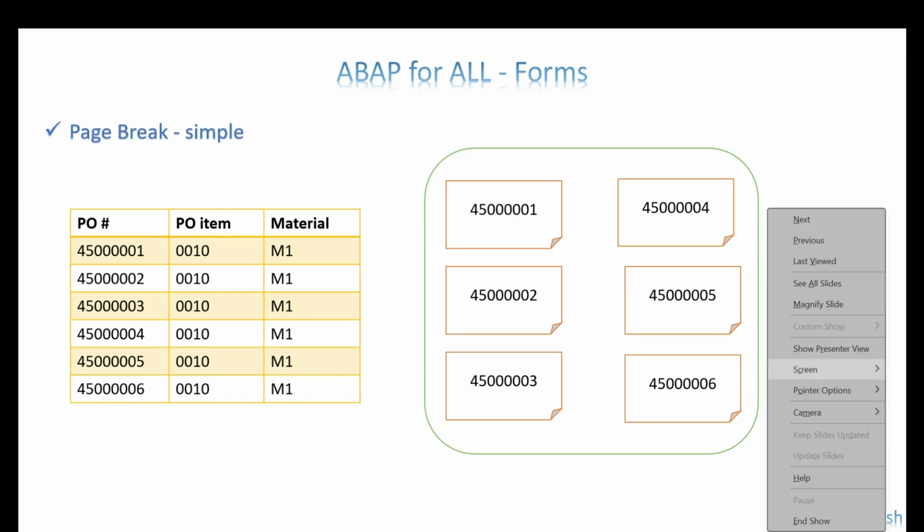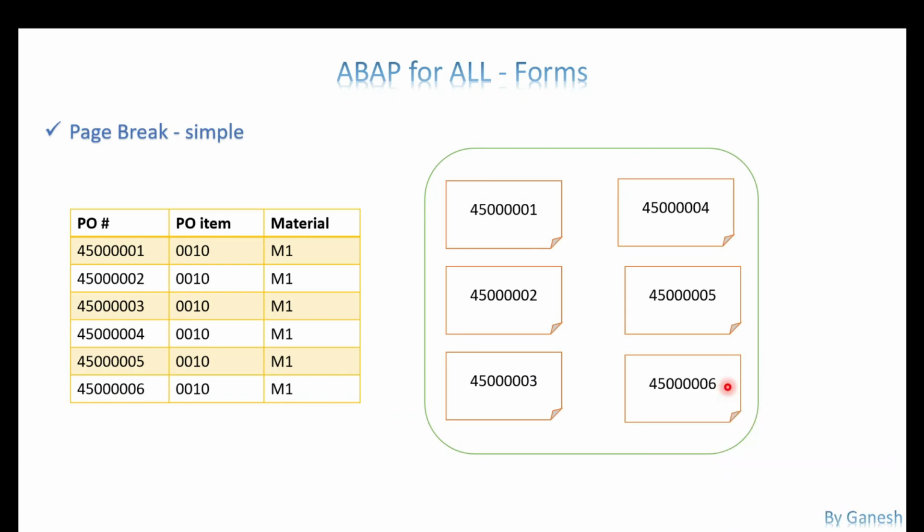So this is one of my requirements. I have an internal table which has PO information. The requirement is every PO to be displayed in a new page in my print preview or in the print or spool, whatever it is. So that is the requirement. This requirement can be achieved through a simple checkbox click. We call it page break.